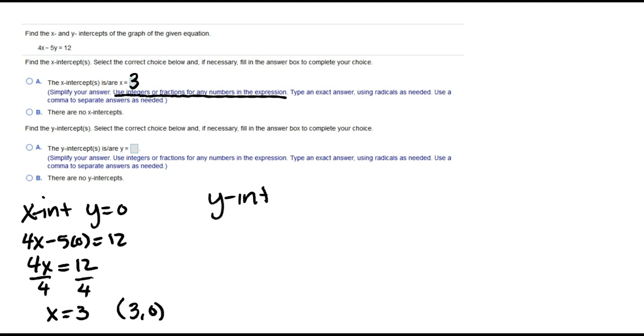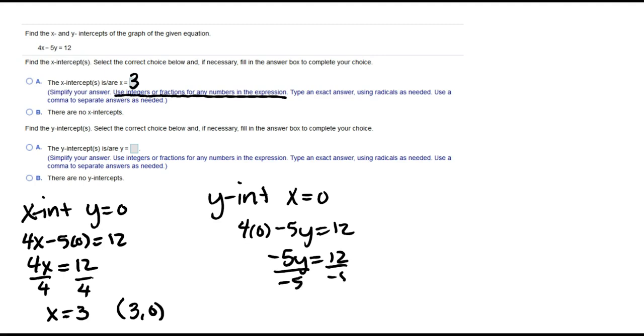Now we find a y-intercept by letting x equal 0. So that's 4 times 0 minus 5y equals 12. It's negative 5y equals 12. Divide by -5, and y equals negative 12 over 5. So that's how I'm going to write my y-intercept, negative 12 over 5.